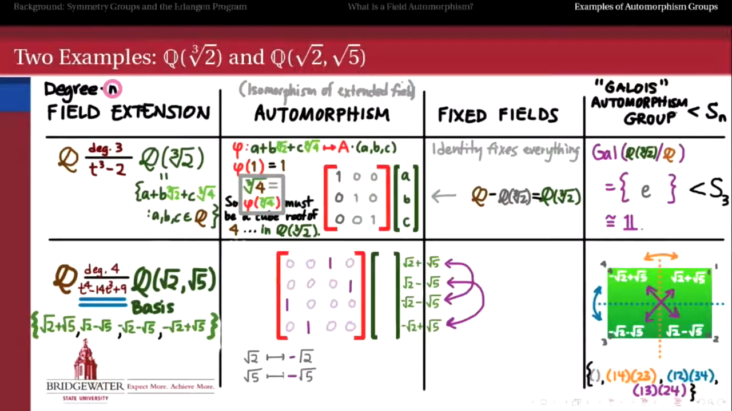So there are 4 automorphisms that we could have here, because now we've covered all the possibilities for what we can do with the square root of 2 and with the square root of 5. So now let's go through the process of determining the fixed fields that each of those elements determines. Well, the identity does what the identity always does.